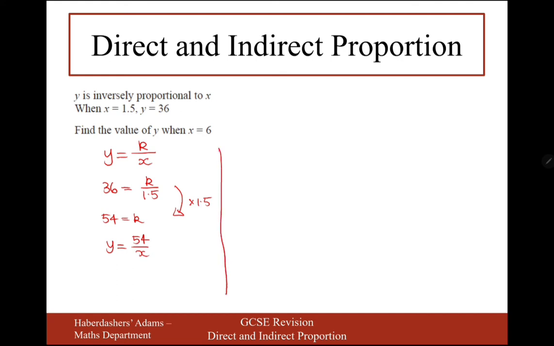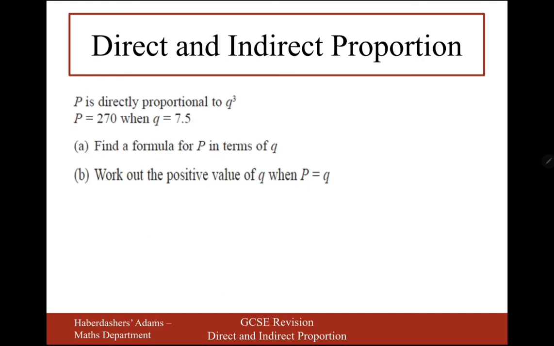Lovely, and once I've worked that out, I can work out the next part. Find the value of y when x is 6. So y equals 54 divided by 6. And I'm pretty sure that's 9, but I'm just going to check in my calculator. I don't want to make any mistakes on the video. Yeah, 9. Excellent. So there we are. That's the final answer. Right, good. It feels like we're doing quite well at this. Now let's move on to the next question. Pause the video and give this one a go.